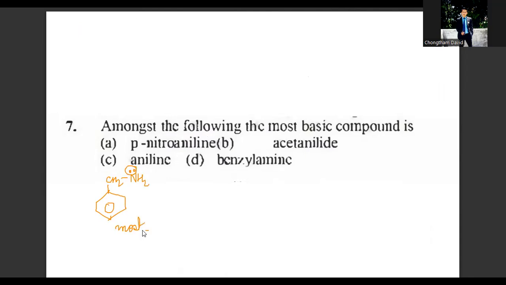In the others, the basic character is suppressed due to resonance. But here, you're not going to expect that much of an effect in the case of benzylamine. So option D will be the correct answer. In the case of nitroaniline, acetanilide, aniline, they are all going to be influenced and the basic character is suppressed due to resonance. So the most basic compound will be benzylamine. Clear?